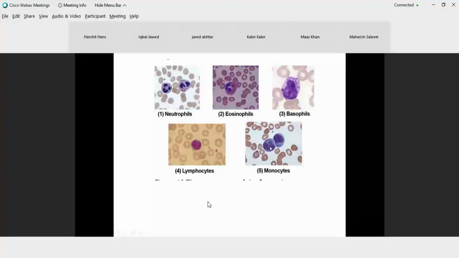Then we have to comment on the nucleus. Lymphocytes have a very big central nucleus, whereas monocyte has a horseshoe-shaped or kidney-shaped nucleus, and it is placed in the periphery. It is not central. And the cytoplasm is also abundant, ground glass and hazy in appearance. Understood?